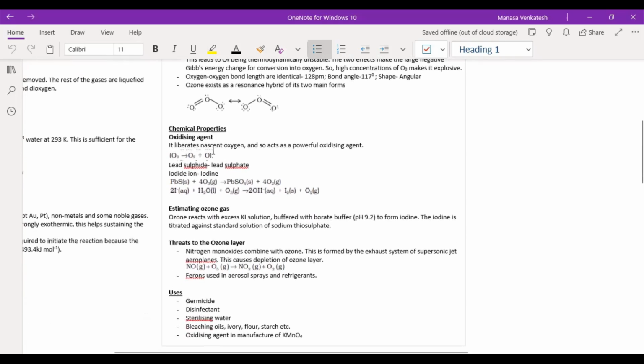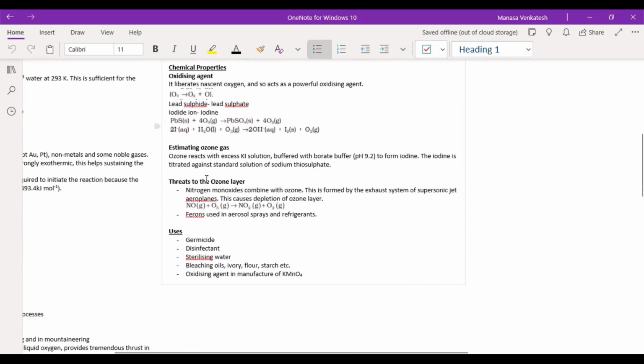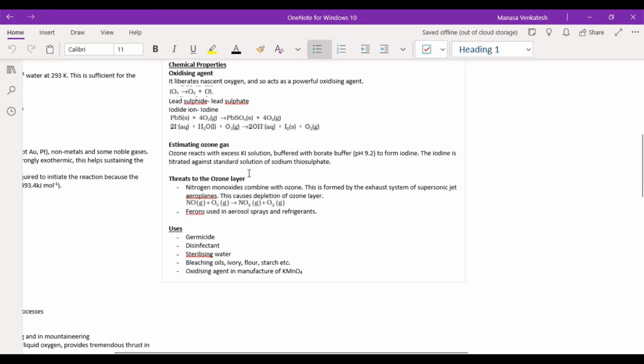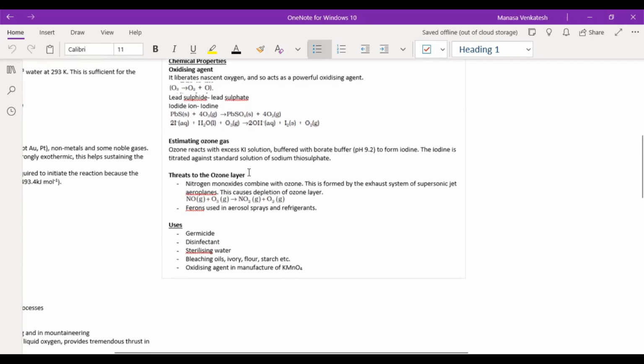Now, as an oxidizing agent, since, as I told you, it liberates nascent oxygen, it's a very good oxidizing agent. So lead sulfide gets converted to lead sulfate. Iodide ion gets converted to iodine. One more thing, estimation of ozone gas is done using its reaction with excess potassium iodide solution. And this forms iodine. The iodine formed is again titrated against a standard, and that will give us the amount of ozone.